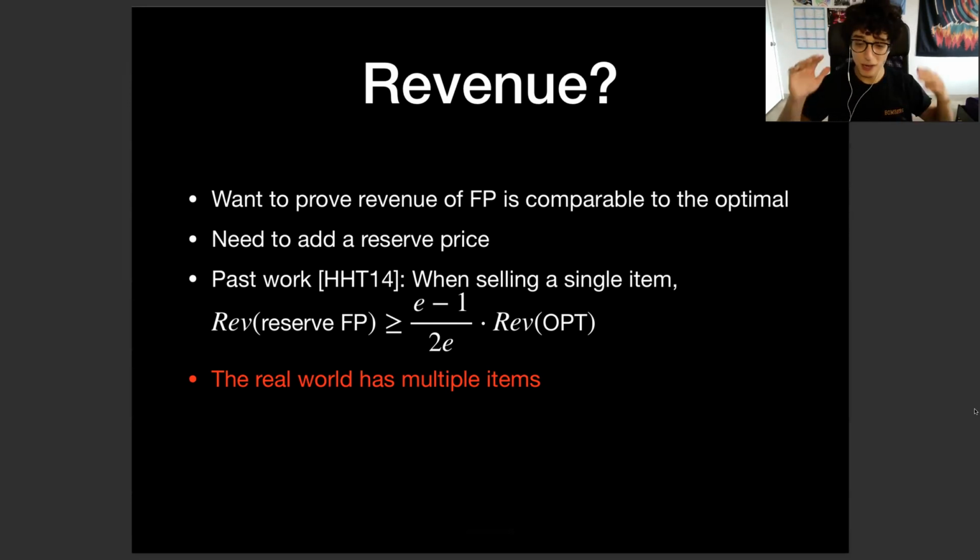And the problem goes way off the rails when we're including multiple items, because there are now so many more different possible mechanisms we could have. There could be mechanisms where we sell items separately, where we bundle items together.